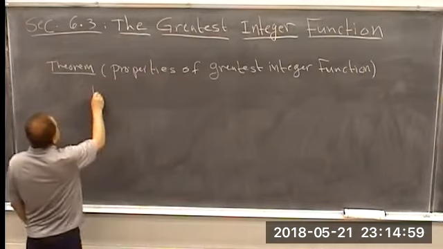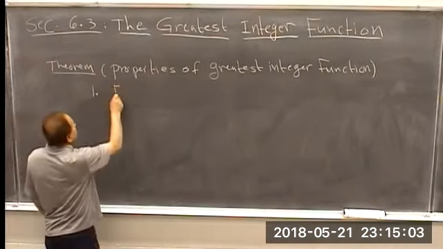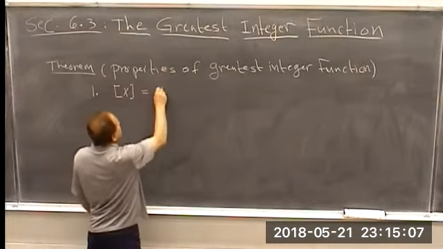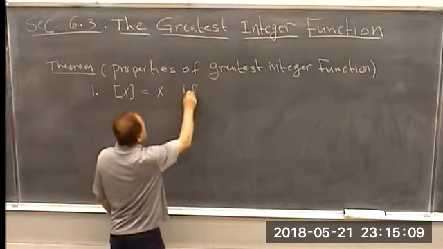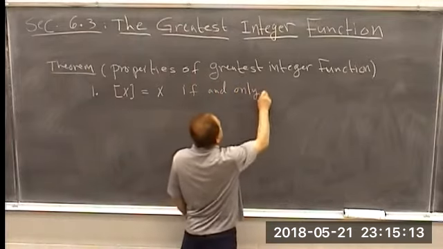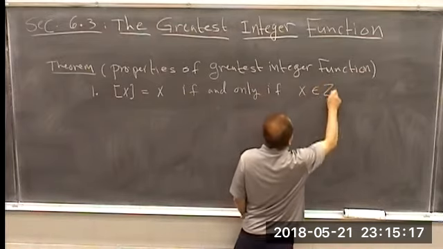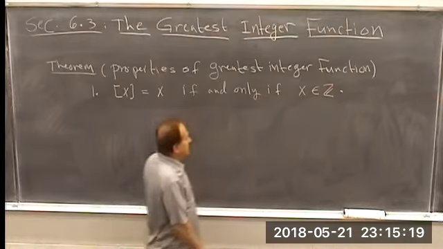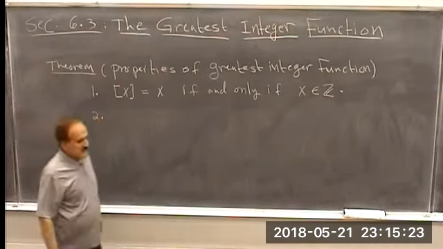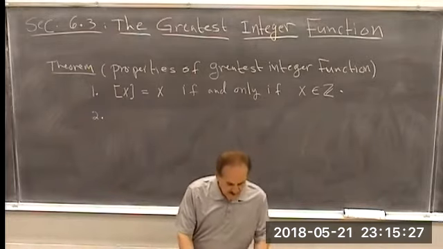Yeah, the first property is not very hard to see: bracket x is equal to x itself if and only if x is an integer. All right, second property. It's going to be this.